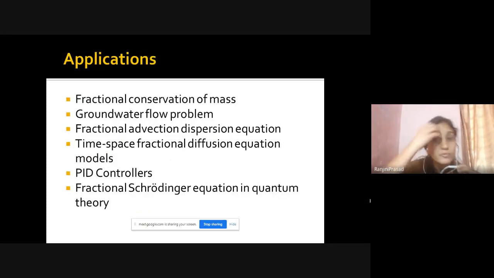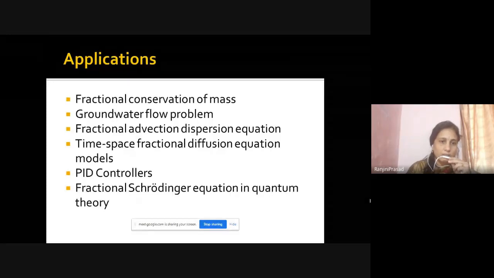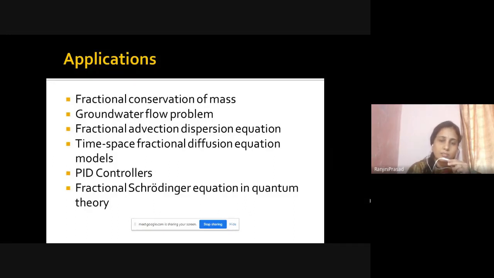Then there are large applications: fractional conservation of mass, groundwater flow problems, and PID controllers. PID controllers are used in every machine, but so far they are developed at the integer order level. PID controllers are there in cars, brakes, wherever control is necessary in day-to-day life. The proportional integral derivative controller uses the ordinary derivative and ordinary integral. Now we are going to develop this at the fractional level, and accordingly the machines will be changed. That is the big issue.